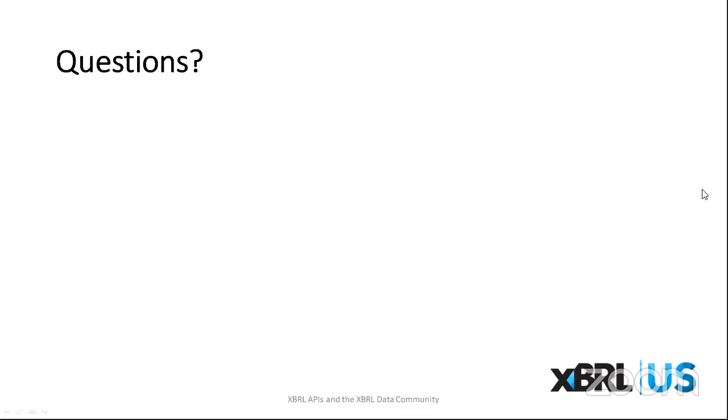Does XBRL US maintain a list of CIKs and the tickers? No, we don't, but you can go to the SEC website in order to get that. For the exact URL, I won't say it, but if you look at our API spreadsheet, you can find it in there. And David already answered that other one, so I think that's about it.